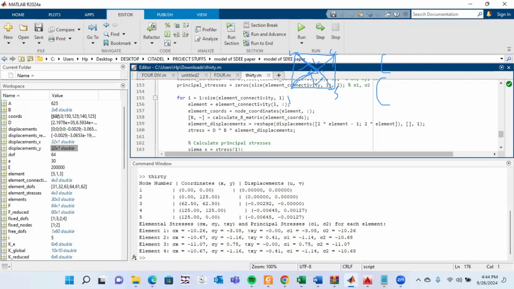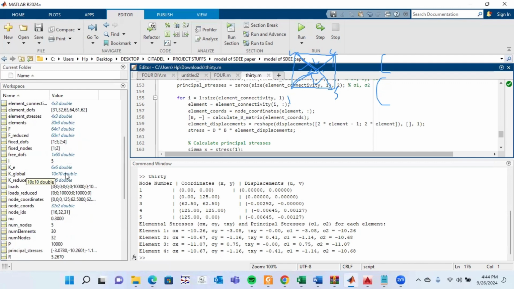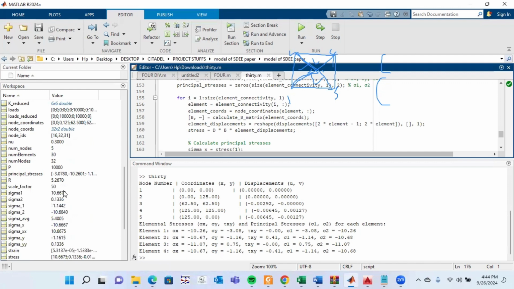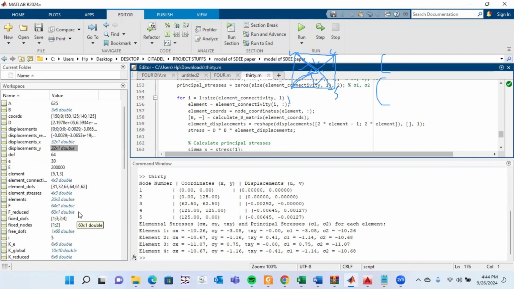So when you get here, from this workspace, just check. Your global matrix is 10 by 10. Can you see this? 10 by 10. And also, I'm a little bit familiar with MATLAB. I don't know Python, for those of us that will be using Python, but I believe it should be the same way too.